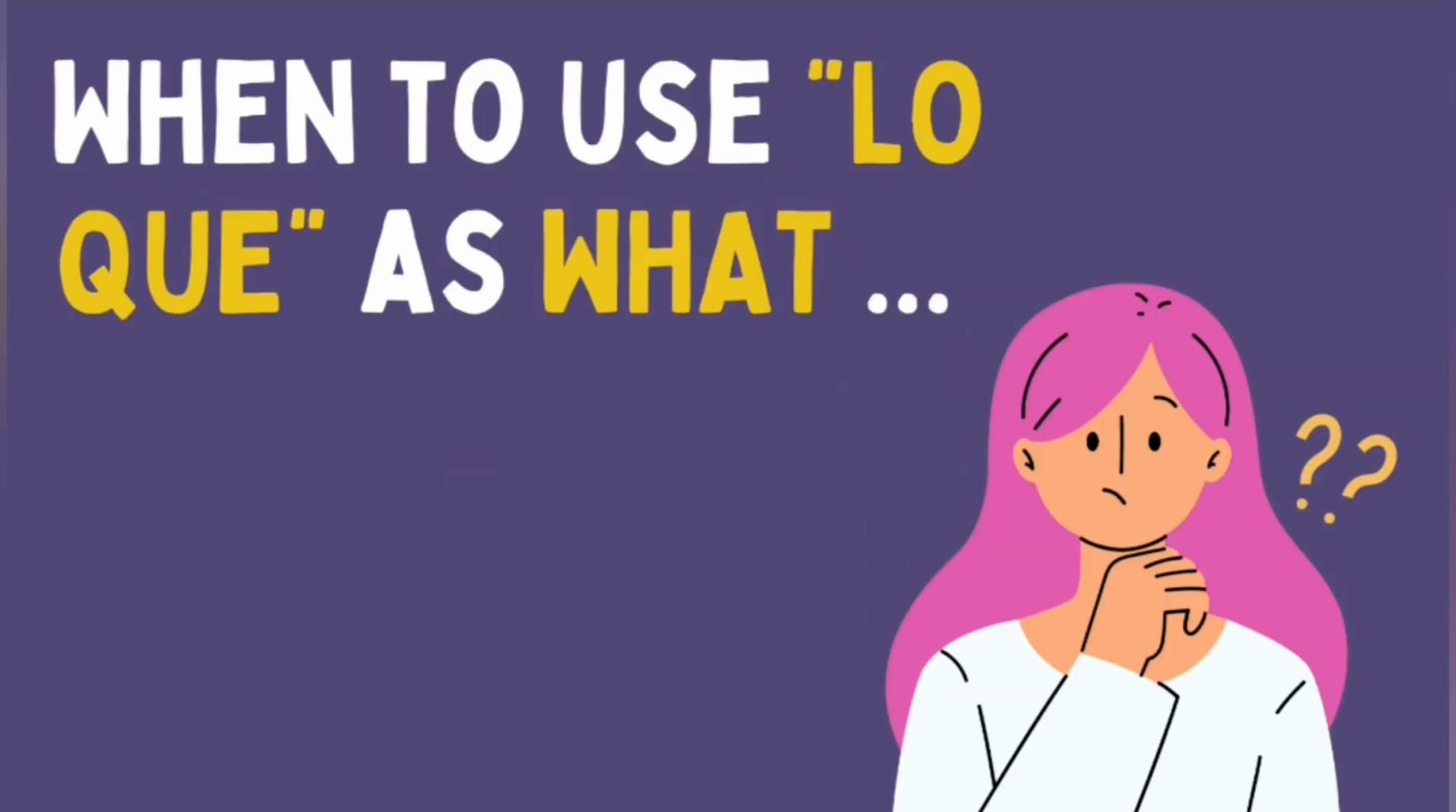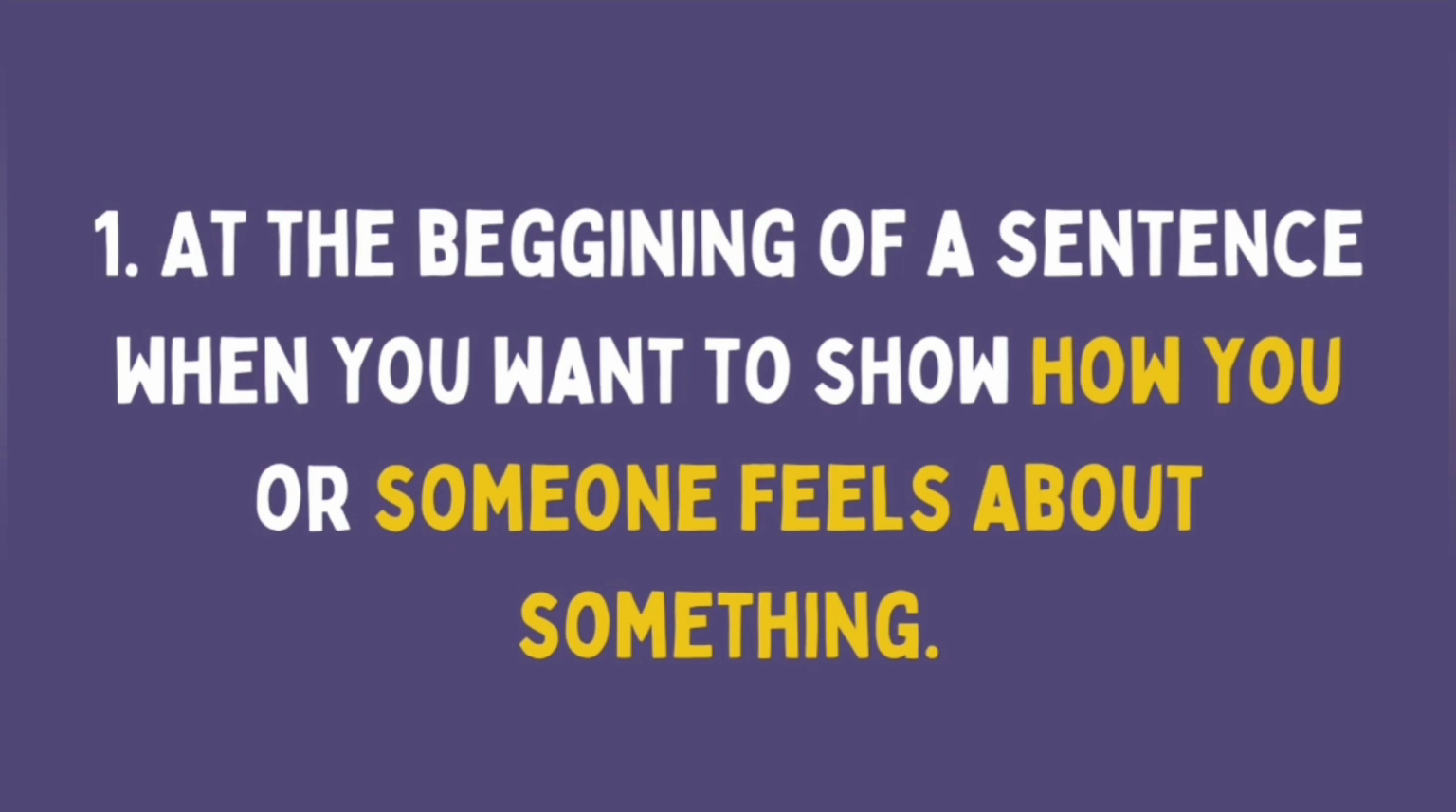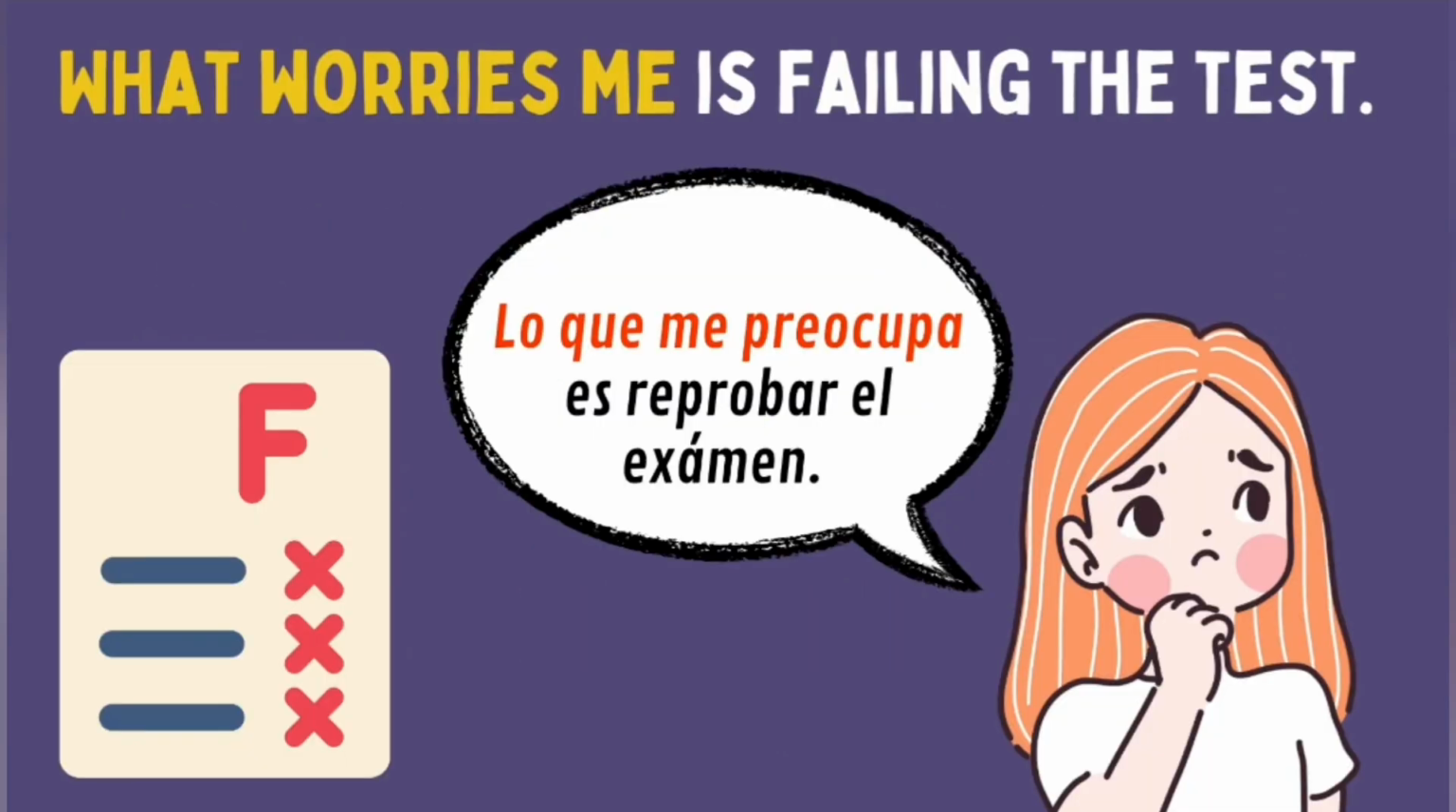Now let's see when to use lo que as what, okay? Number one, we're going to use it at the beginning of a sentence when you want to show how you or someone feels about something, okay? So remember, what, lo que, is going to be used at the beginning of a sentence when you want to show how you or someone feels about something, okay? Now let's see some examples so you will understand this better, okay?